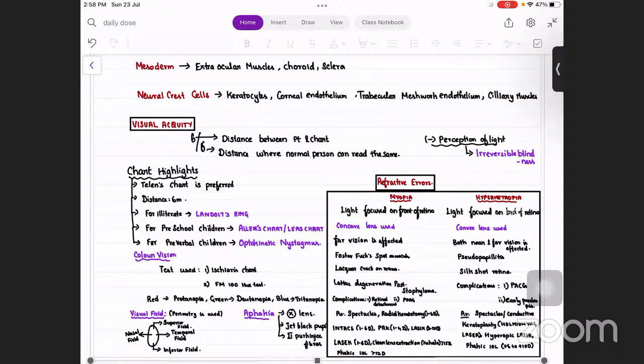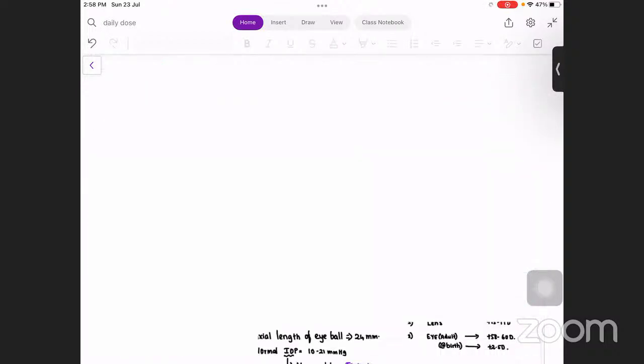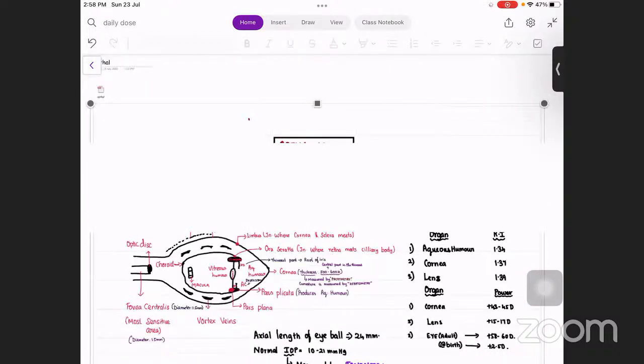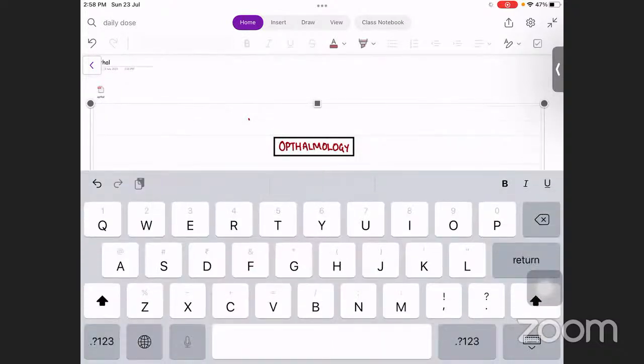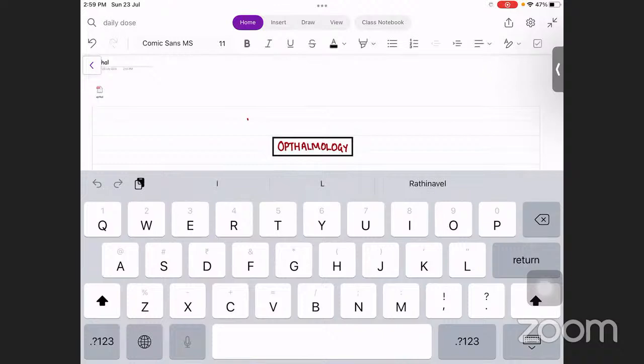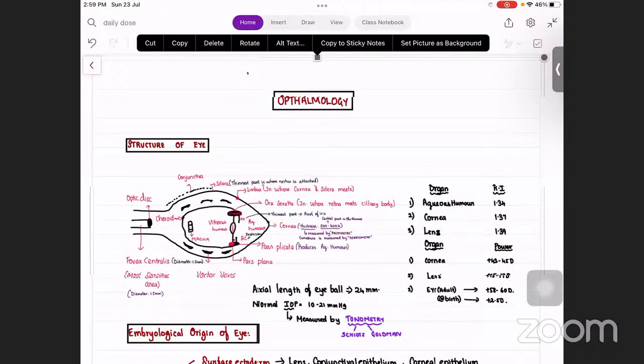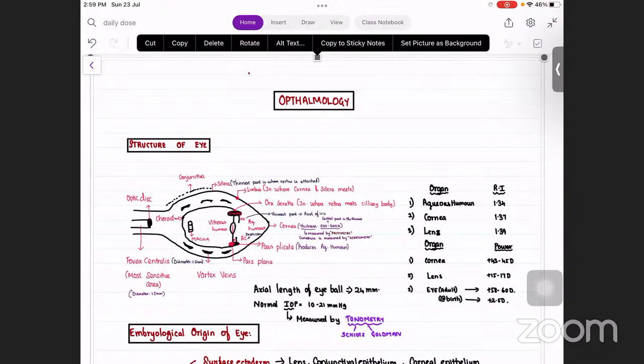So speaking about it, today we are going to talk about ophthalmology, quite an important subject. We're going to discuss only the high yield areas. The main areas of interest are trachoma, cataract, glaucoma, and then the anatomy and physiology of the eye, which is quite important.